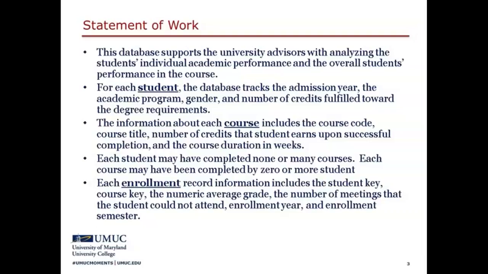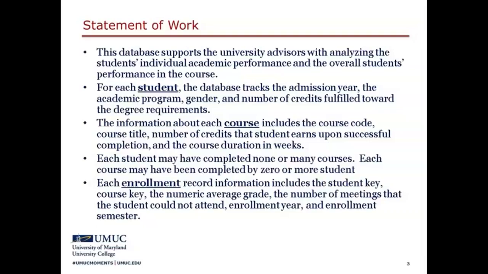And now, see, here is the statement of work. I underlined my entities purposely, right? So I have student, I have course, and I have enrollment. Now, the properties such as the student admission year, academic program, gender, and number of credits, those are called the attributes of a student, right? Because this applies to the student. It does not describe the course. It doesn't describe the enrollment, it describes the student, right?